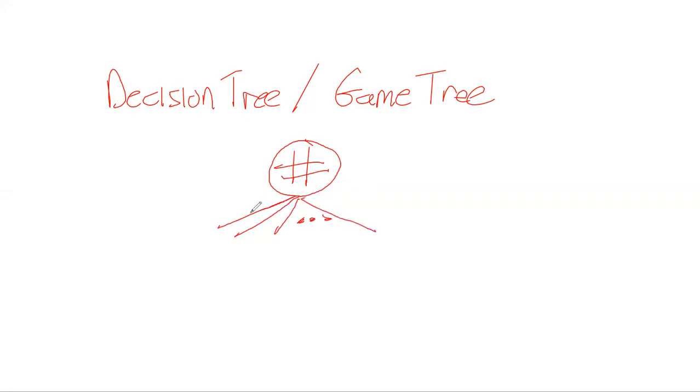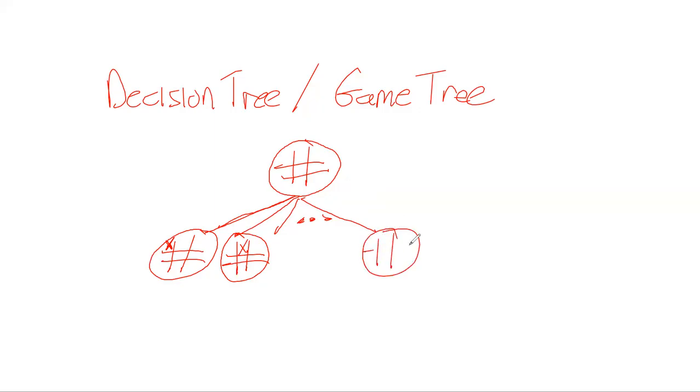in this particular game. So let's say that the first player is the player who has X. This branch could indicate the decision that the player puts the X in that first spot. This next branch might indicate the situation where the player places the X in this spot, and so on and so forth. Maybe this last one is where the player places the X here in the last spot.